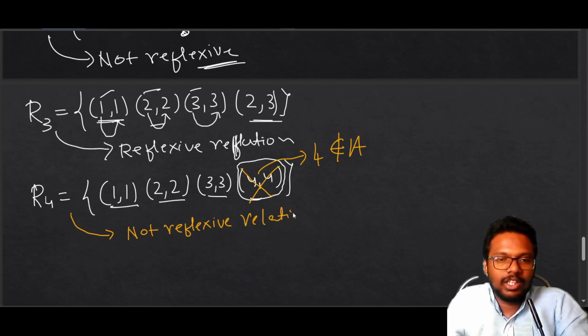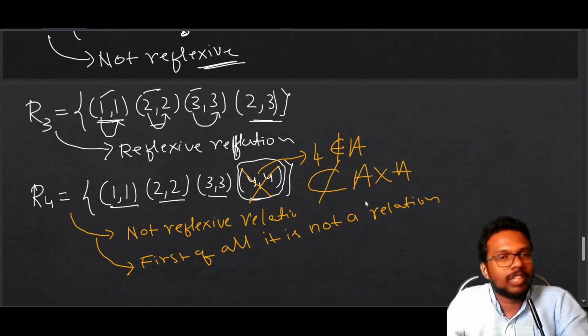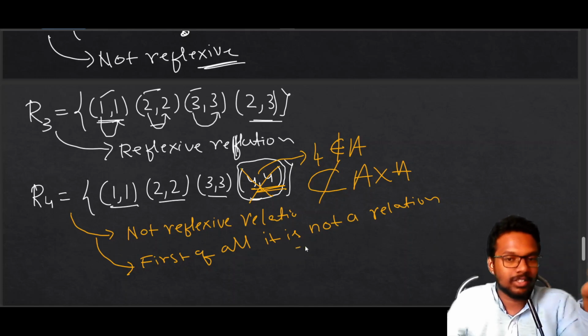But before saying this is not a reflexive relation, first of all it is not a relation, because this R4 is not a subset of A cross A. In A cross A there will be no 4 comma 4. This is an extra ordered pair which is not present in A cross A. Then it is not a relation.